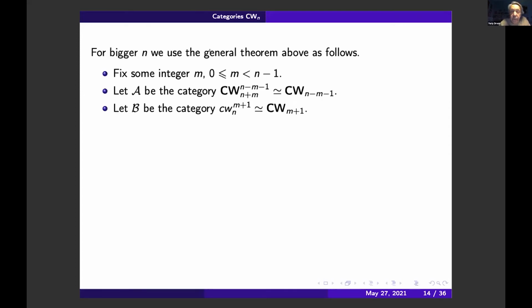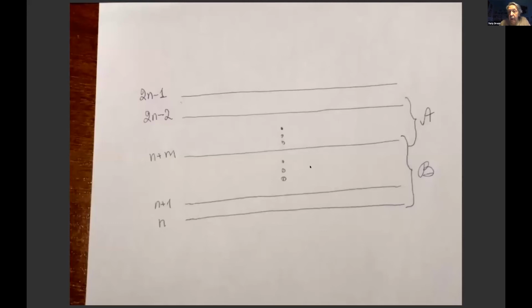Now, we can do the same for bigger n, and we use the following construction. We fix some integer m, which is smaller than n minus 1, and consider the following categories. Maybe I will show them here. Our category has cells starting from n and up to 2n minus 1. Then B has cells starting from n up to n plus m, and A has cells starting from n plus m up to 2n minus 2.